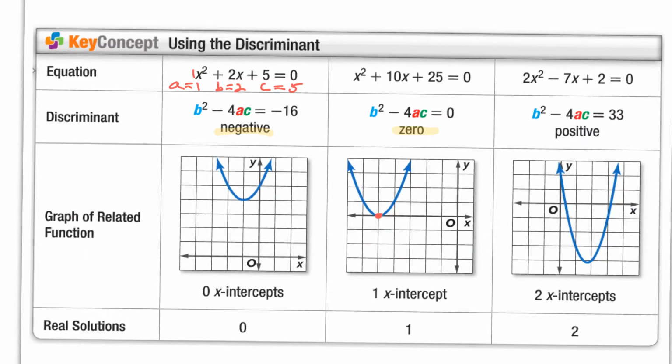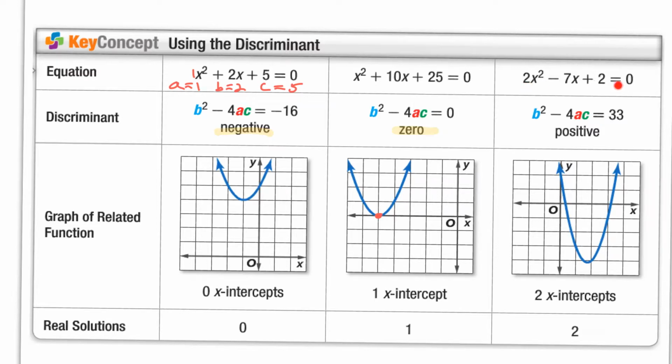The parabola might go down, and it can be at 1 point. So when the discriminant is 0, we say we have one x-intercept. It's not crossing, it's touching at that point. So we have one x-intercept. And that tells you that we have one real solution. So that's what we want to know, how many real solutions we have.